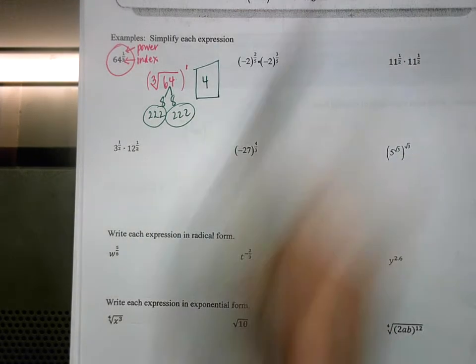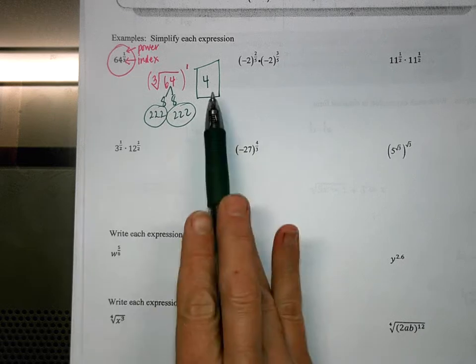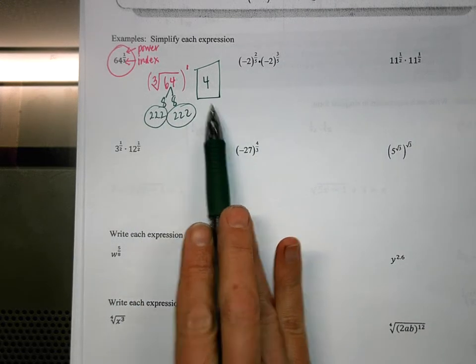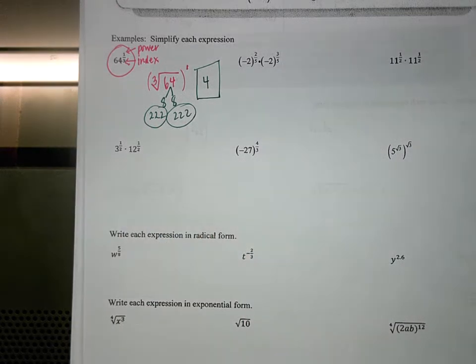So looking at it in this form, I couldn't solve it, but when I changed it to radical form, I could. So we're going to be going back and forth based on the easiest way for us to solve problems.